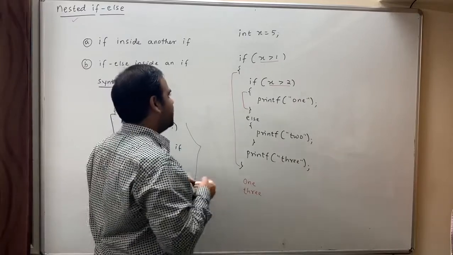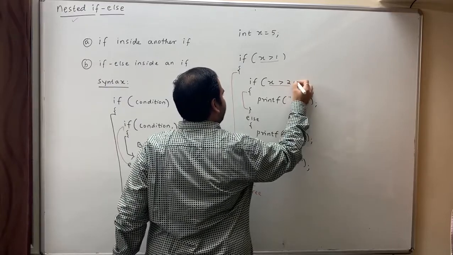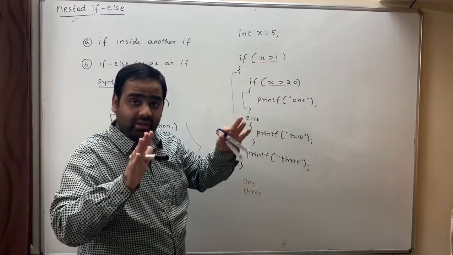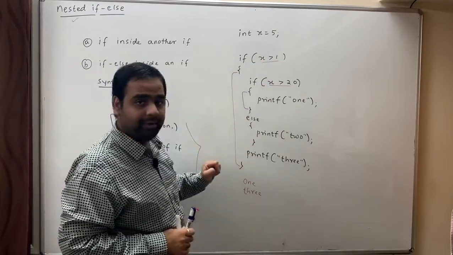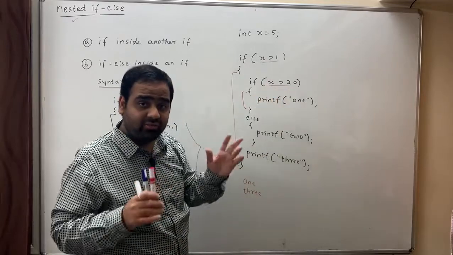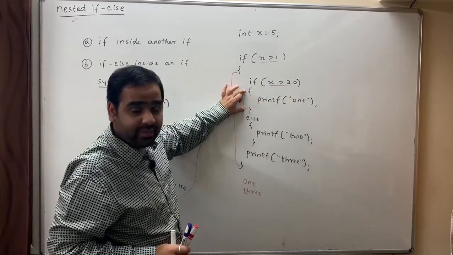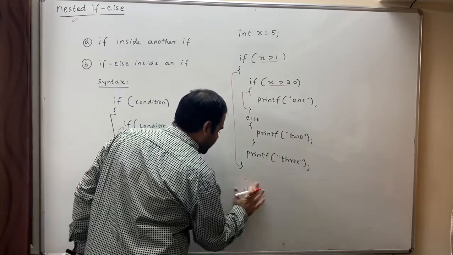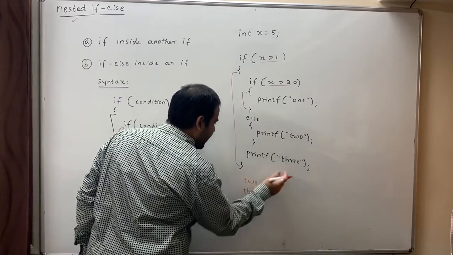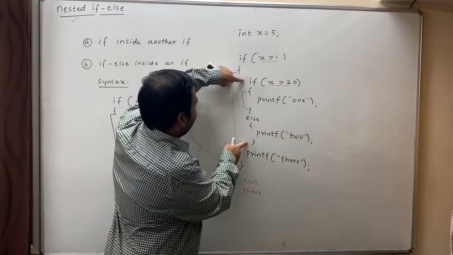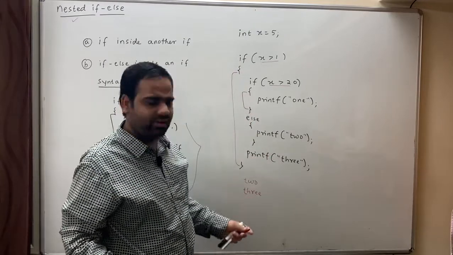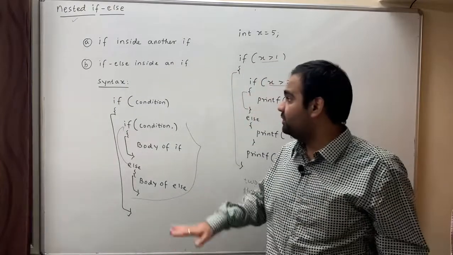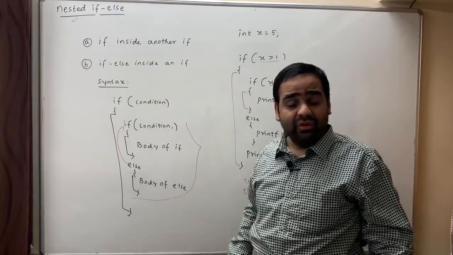Now, let's say some other scenario. Now, I say x greater than 20. What will it do? First, it will evaluate 5 greater than 1. Yes, 5 is greater than 1. Therefore, this should be executed. Now, it will check 5 greater than 20. It is false. Therefore, the if part should not be executed, the else part should be executed. And when it executes the else part, it will print 2 on the output screen. And this printf 3 is independent of this if else and it should print 3 as well. Hence, the output for this question is 2 and 3. I hope you have understood how this if else inside an if will execute.